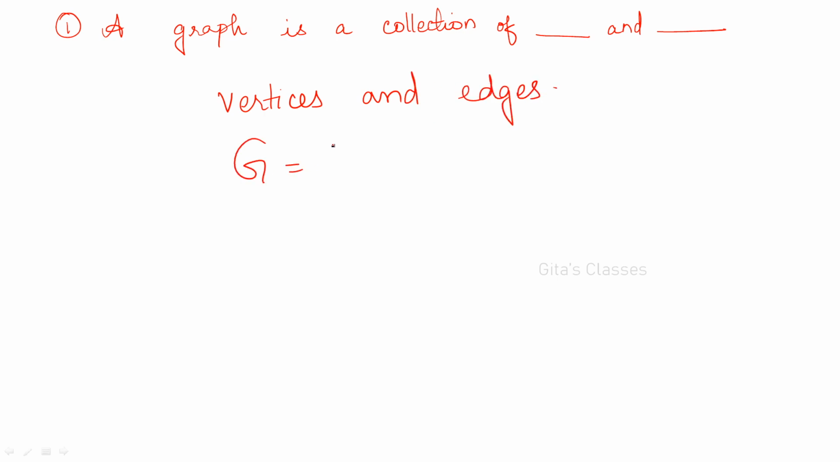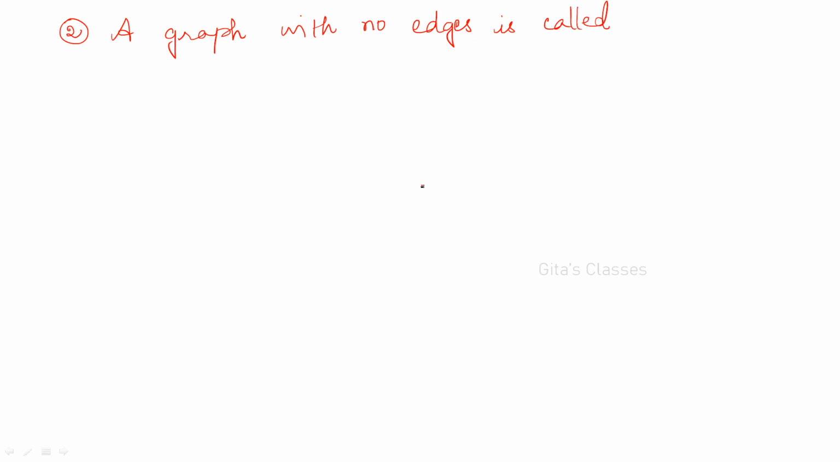Actually, generally we represent G as a vertex set and edge set. This is the graph representation. A graph with no edges, if you have only vertices, you may have one vertex or two vertices and three vertices, etc. What is it called? Null graph. Null graph or trivial graph also.